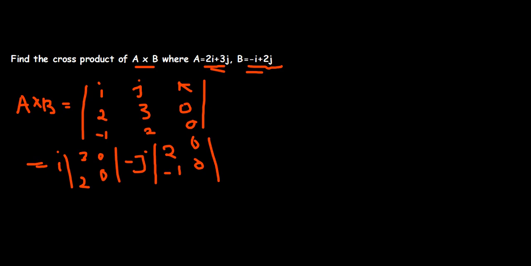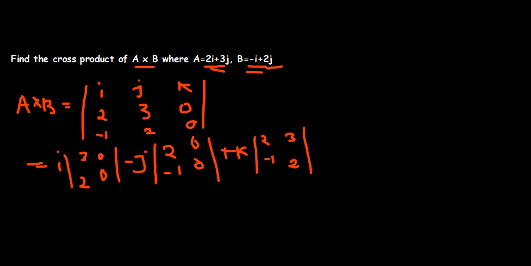Then plus k, and we cancel the third column and the first row. So what are we remaining with? We're remaining with 2 minus 1, 3 and 2. So that's what I'm going to write here: 2 minus 1 and then 3 2. And then from here we can do the calculations.